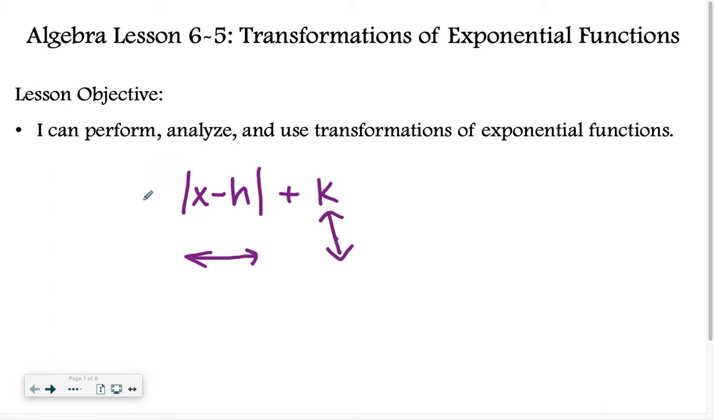And we also talked about having numbers in front here as well, but I want to help you remember that whenever you have a number put with x, that's going to move it left and right. And whenever you have a number tacked onto the end, plus or minus, that's going to be something that moves your graph up or down.